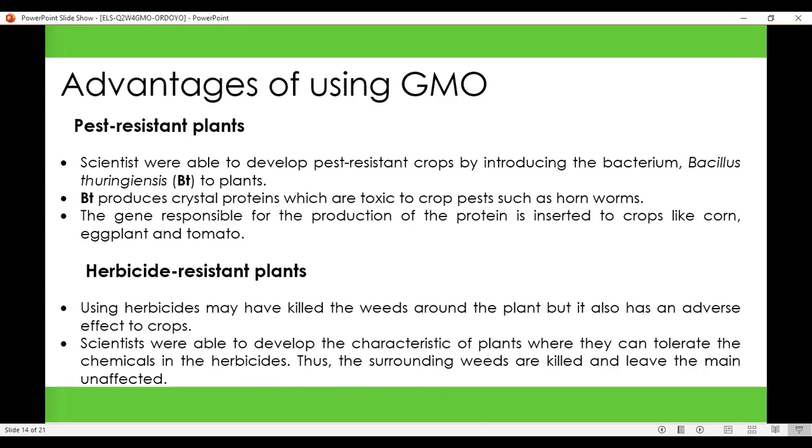Another advantage of GMOs is to increase nutritional value, by modifying the genetic composition of organisms to increase their nutritional value. So, genetic engineering.